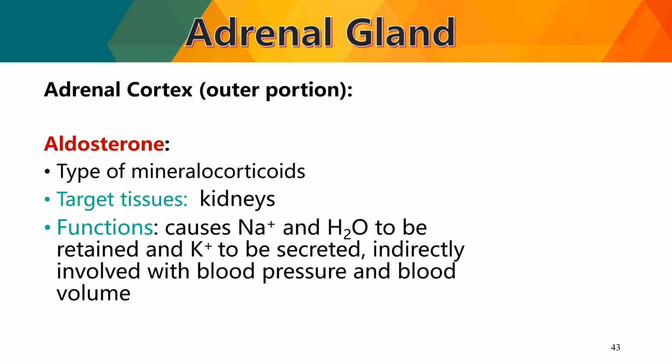So, for the adrenal cortex, this is actually the outer portion. It secretes now what you call your aldosterone. So, aldosterone is actually a type of a mineralocorticoid. So, a mineralocorticoid actually helps regulate blood volume and blood levels of potassium and sodium. So its target tissue is your kidneys, and it causes sodium and water to be retained and potassium to be secreted, indirectly involved with blood pressure and the blood volume. So that's the function of your aldosterone.